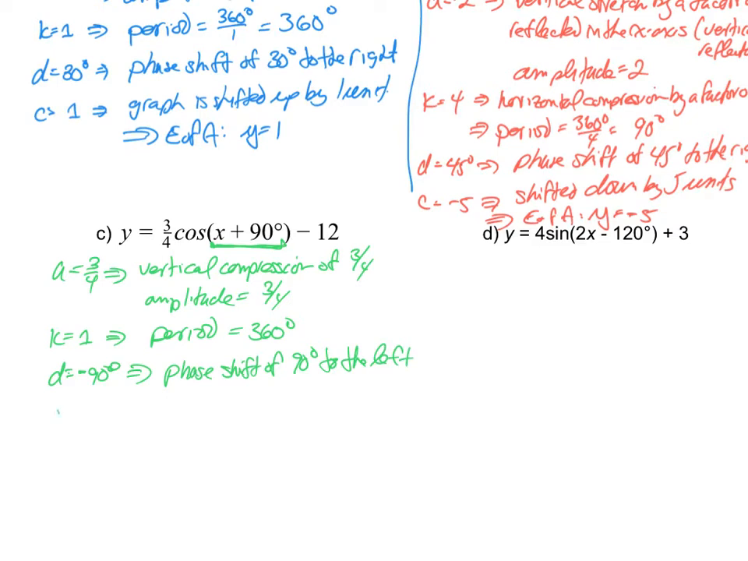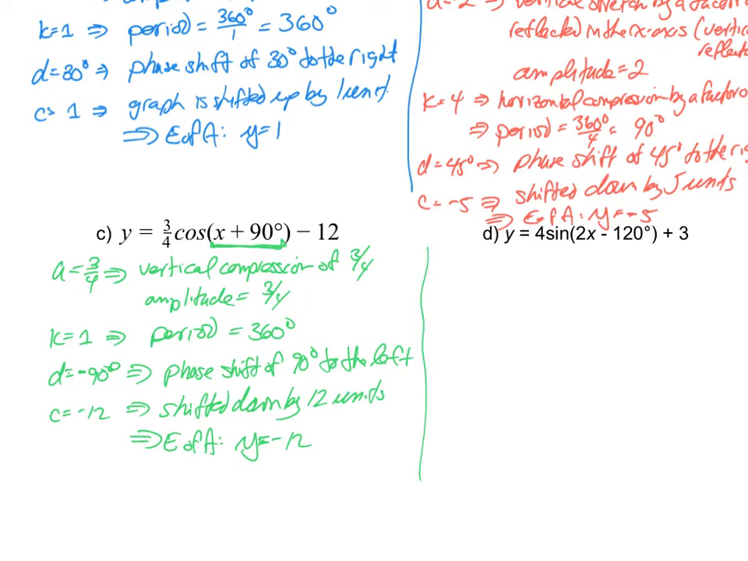And the last thing here, we have c is equal to -12. So this is shifted down by 12 units. So this implies our new equation of axes is y is equal to -12. In other words, the halfway point of my graph, that's why the equation of axes is important. In a sinusoidal function, it tells us sort of like the halfway point of our graph.